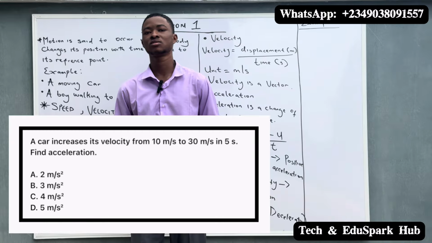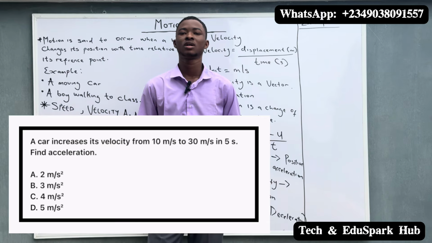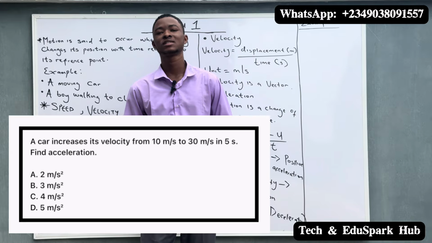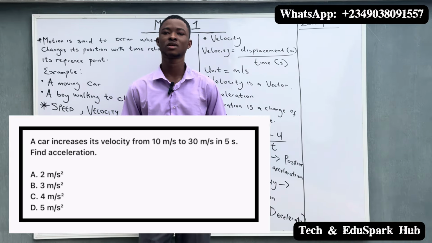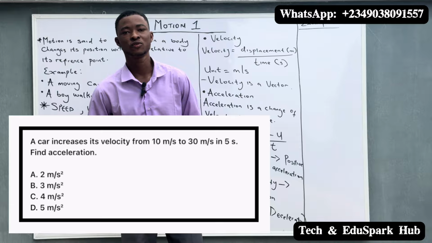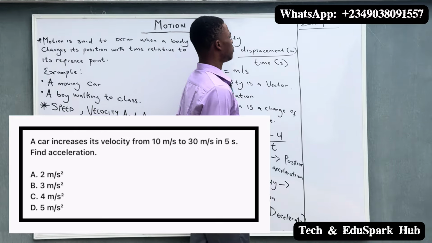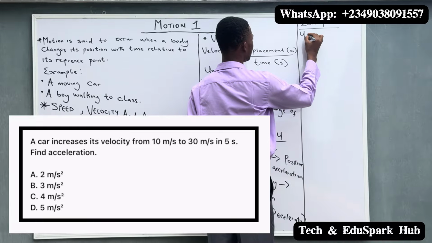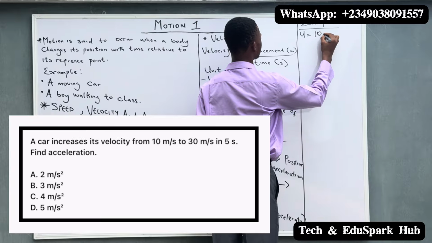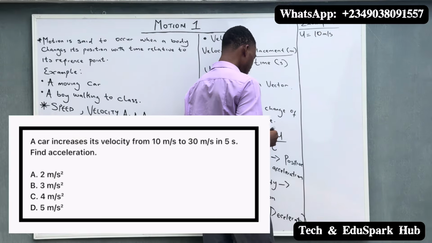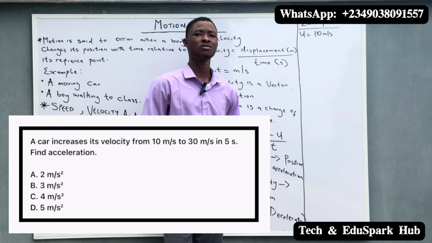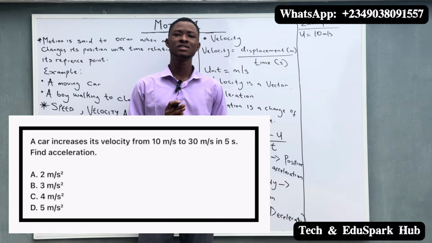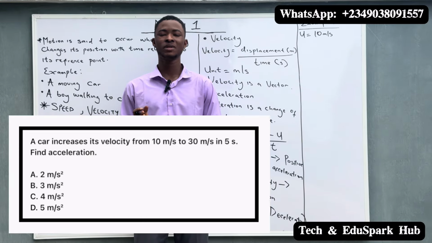Find its acceleration. In this kind of question, the body increases its speed from 10 meter per second to 30 meter per second in 5 seconds, and we should find the acceleration. So we are given our initial velocity, which is our u, to be 10 meter per second. Why is our initial velocity 10 meter per second and not 30 meter per second? You can see the question says the body increases its speed from 10 meter per second.